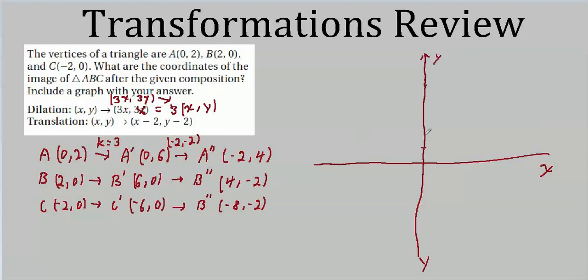So let's see, here we go. 1, 2, 3, 4, 5, 6, 7, and 8. Our final answer is minus 2, 4. Oops, 4 is up there. 4 minus 2. And minus 8. 2, 3, 4, 5, 6, 7, 8. Minus 2. Down here.